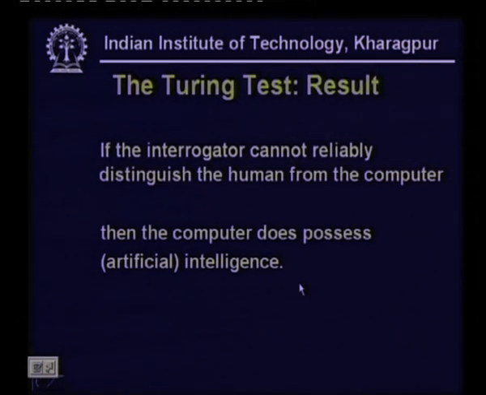Now, if the interrogator cannot reliably distinguish between a human answerer and a computer answerer, then we can say that the computer system possesses artificial intelligence. So, this is the test devised by Turing to find out whether the machine has been able to come up with the right amount of intelligence to match human intelligence in answering questions.